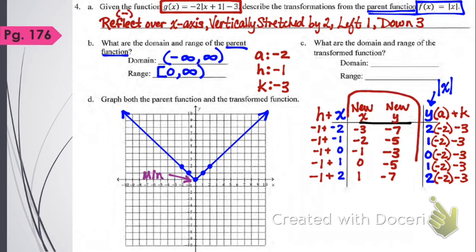These are the points we're going to go and graph now. -3, -7. -2, -5. -1, -3. 0, -5. And 1, -7. You should see a V shape, but what's different about this V shape? It's upside down. It is reflected. That's absolutely correct.